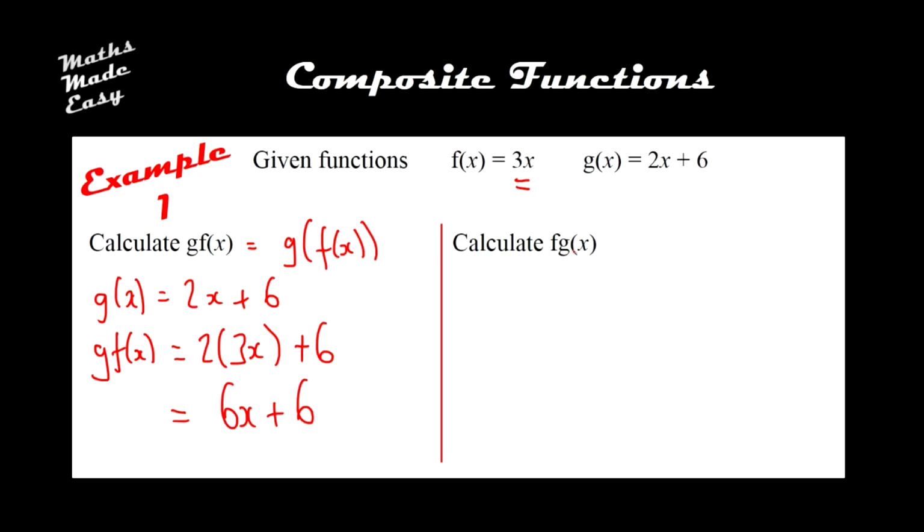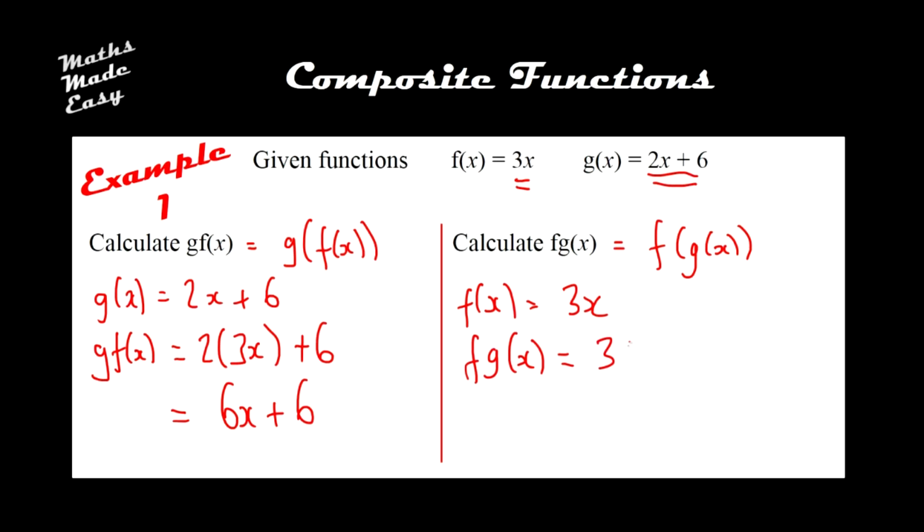Now f of g of x is slightly different. That's where you're going to do g of x first, and then whatever you get for that becomes your x value for the function f. So this time I'm going to write out f of x, which is 3x, and then fg of x. I write this out again, but everywhere I get to an x, I'm going to write this whole function. So I've got 3 lots of x, I'm going to put this in a bracket, because it's the whole function multiplied, and then I just simplify. So 3 times 2, 6x, and then 3 times 6 plus 18.